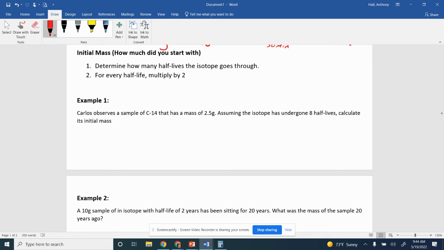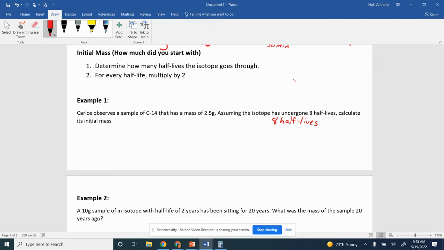So let's come down to example 1. Carlos observes a sample of carbon-14 that has a mass of 2.5 grams. Assuming the isotope has undergone 8 half-lives, calculate its initial mass. Well, step 1, determine the half-lives. How many half-lives are there? 8. So we're going to have to multiply by 2 eight times. That means it was originally cut in half 8 times, but now we're going to work backwards.